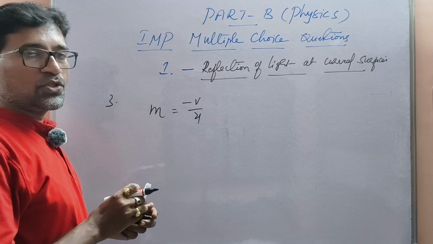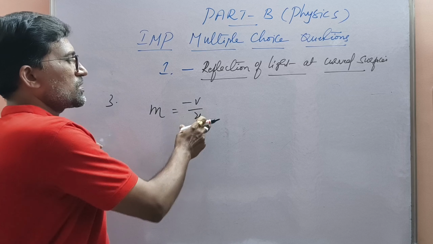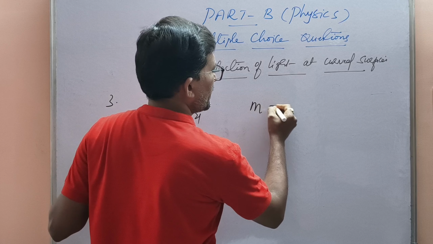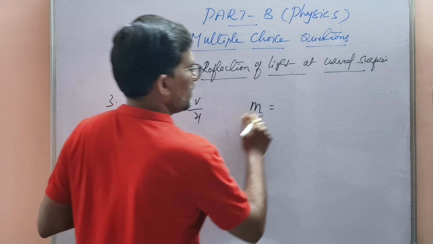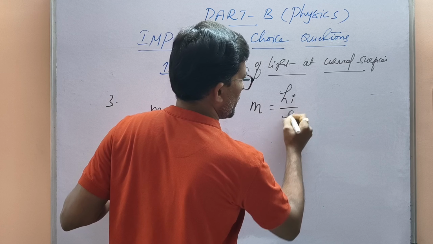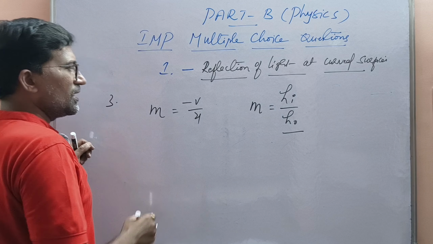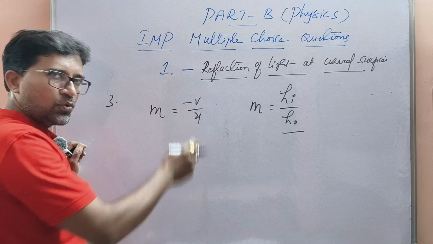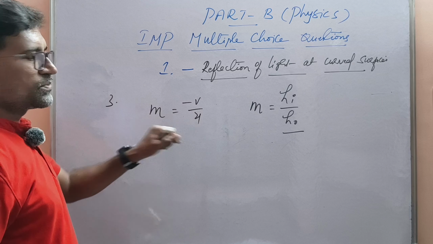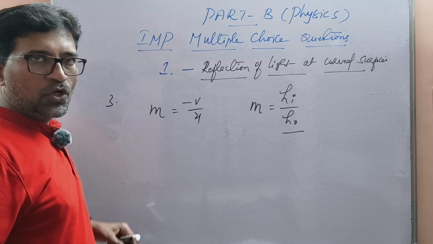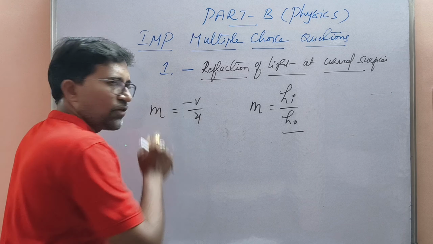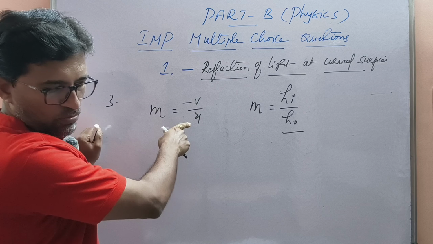We have two formulae for magnification. One is based on distances, object distance and image distance. One is based upon height of the object and height of the image. Magnification M is equal to height of the image by height of the object. And one more formula is M is equal to minus V by U, image distance by object distance. Two formulae are there. In the question, this particular formula was given. M is equal to minus V by U.